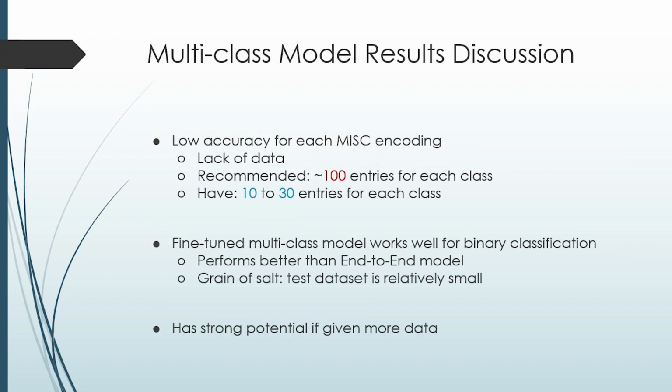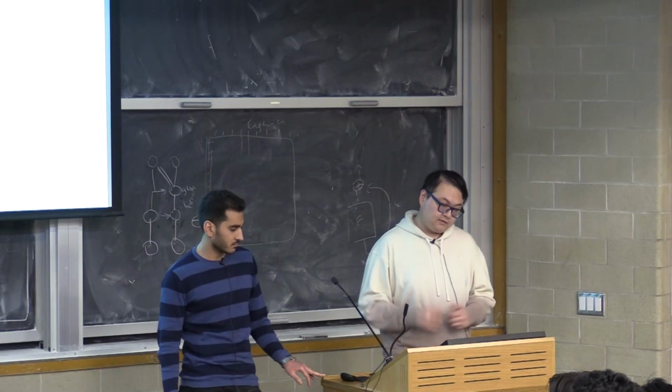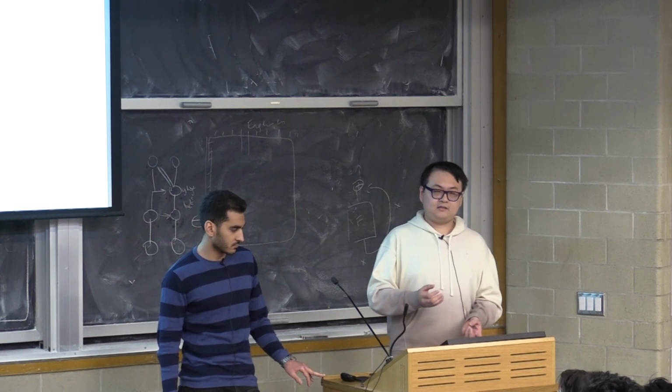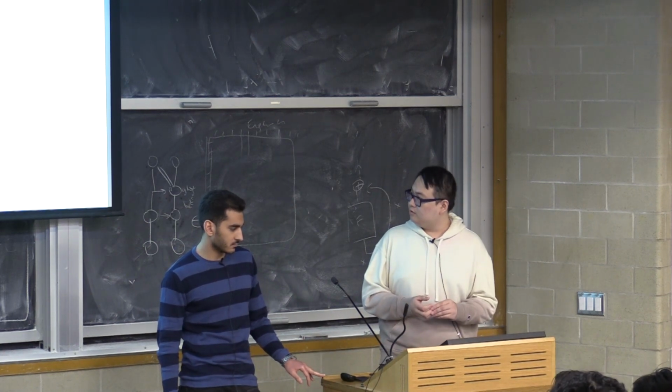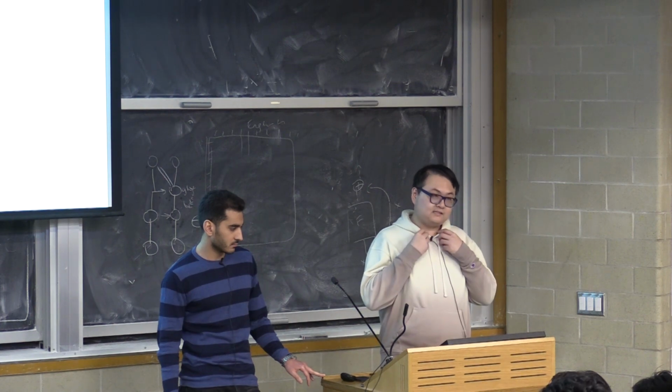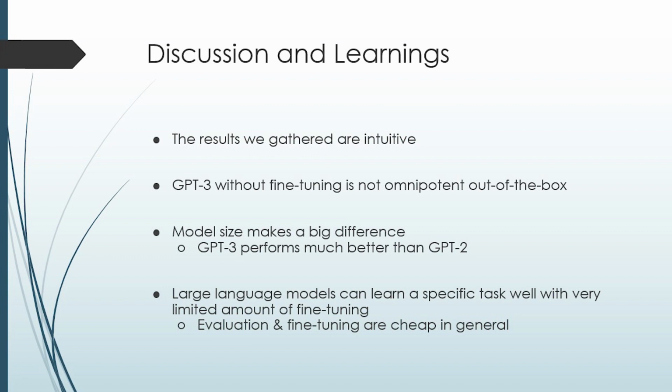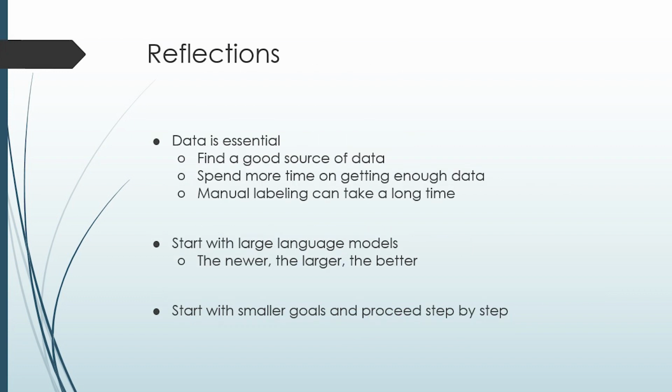It is still lower than our expectation, and we think the main reason is that we need more data, since we have less than what's recommended by OpenAI themselves. And even though using the multi-class as a binary is slightly better, we need to take it with a grain of salt because our test data set is relatively small. Some discussion: GPT-3 is not omnipotent out of the box, but it is able to do pretty well after fine-tuning. And model size makes a big difference.